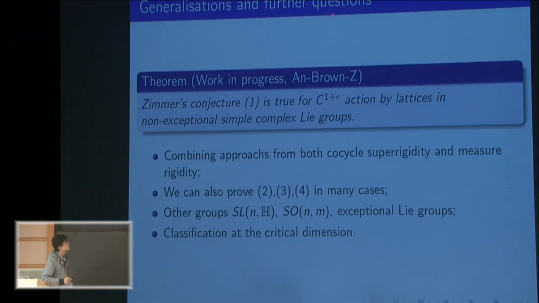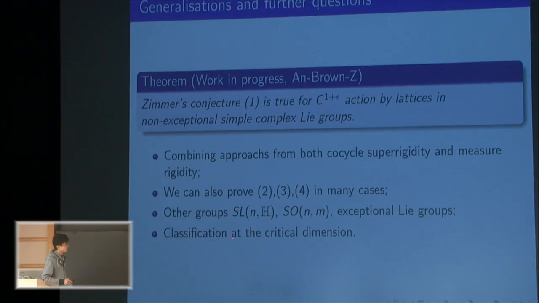Finally, we have some generalizations and further questions. There is a work in progress with Jinpeng An, Aaron Brown, and me. We can show that Zimmer's conjecture, the first item, is true for C^{1+epsilon} actions by lattices in all non-exceptional simple complex Lie groups. This is a combined approach using both the cocycle superrigidity theorem and measure rigidity. We can prove this in many cases, and it looks like we can prove all but a handful of cases in low dimension. But for that, we may need to understand this SL2(R) action, or we need a really strong measure rigidity theorem. I don't have a very precise idea at this point. There are other groups to study, for example SL_n(H), SO(n,m), and the exceptional Lie groups. I think it's recognized by experts that for SO(n,m), the conjecture presents essential difficulty. When m is large, it looks to me that nobody knows how to do it.